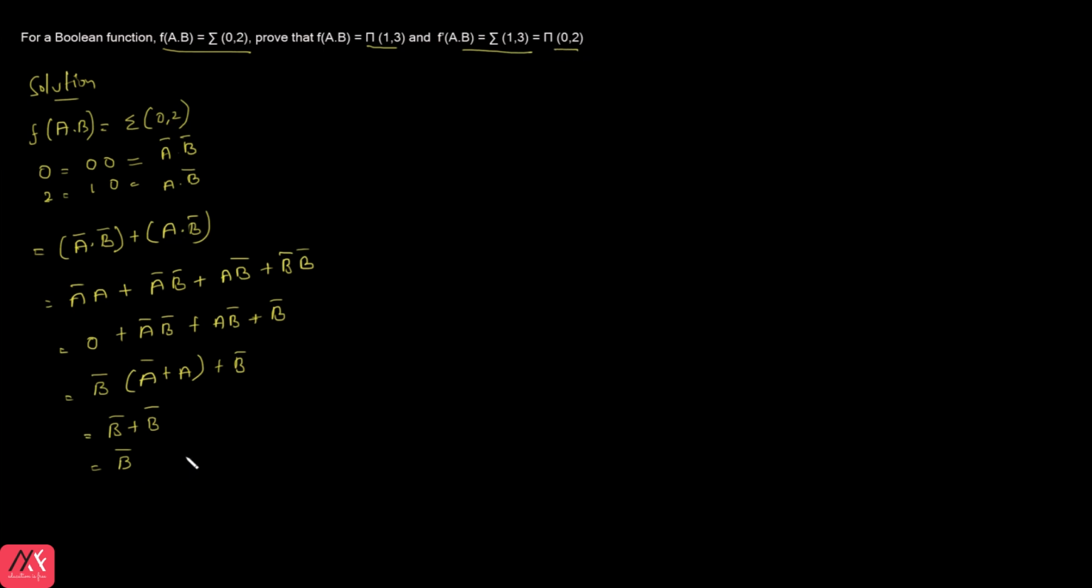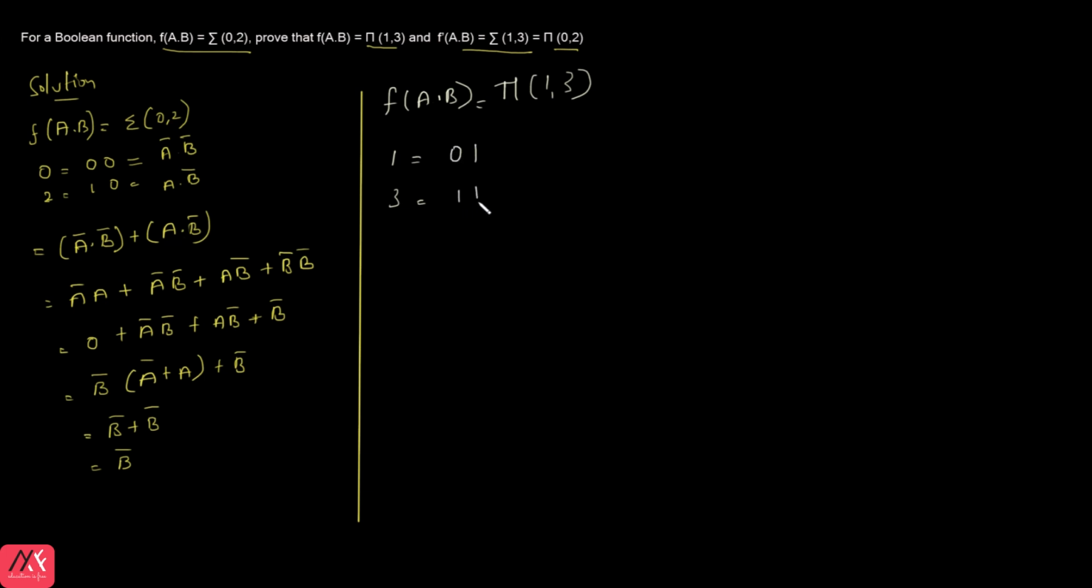Now we have to find if the other terms are also b bar. That is what we are going to find. Now we can write f of a, b equal to maxterms 1, 3. We have a 1 and a 3. We can write 1 as 0, 1 and 3 as 1, 1. This is a maxterm, so if a is 0, it is a, plus b is 1, so it is b bar.